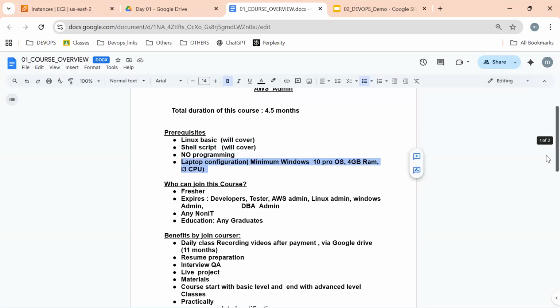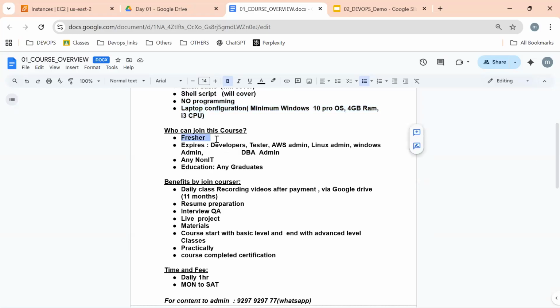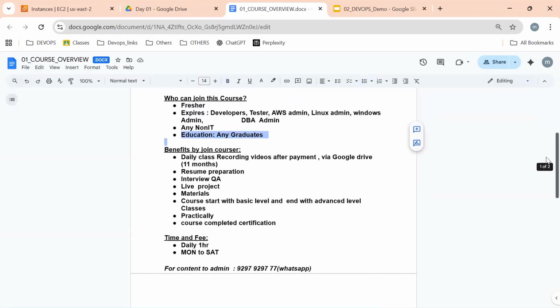And who can join this course? Freshers can join this course. Any experienced students can join this course. Any graduate can also join this course. Non-IT students also can join this course.